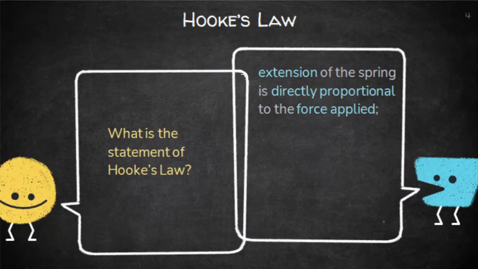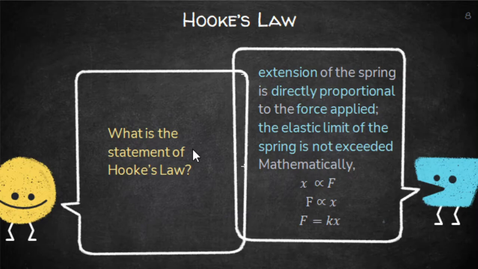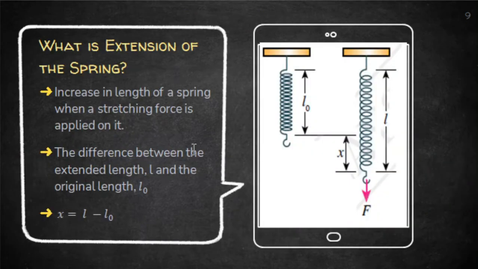Hooke's law states that the extension of the spring is directly proportional to the force applied, as long as the elastic limit of the spring is not exceeded. Mathematically, X, which is the extension of the spring, is directly proportional to F, or F is directly proportional to X. Mathematically, F is equal to Kx. K is the spring constant in Newton per meter and X is the displacement of the spring from its equilibrium position.